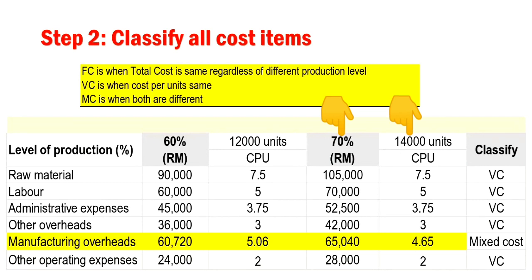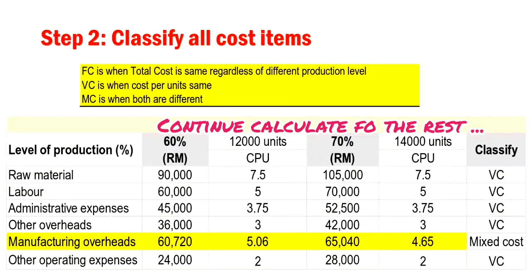So 105,000 divided by 14,000, you get 7.5 ringgit per 1 unit. So you do the same calculation from the raw material until other operating expenses.